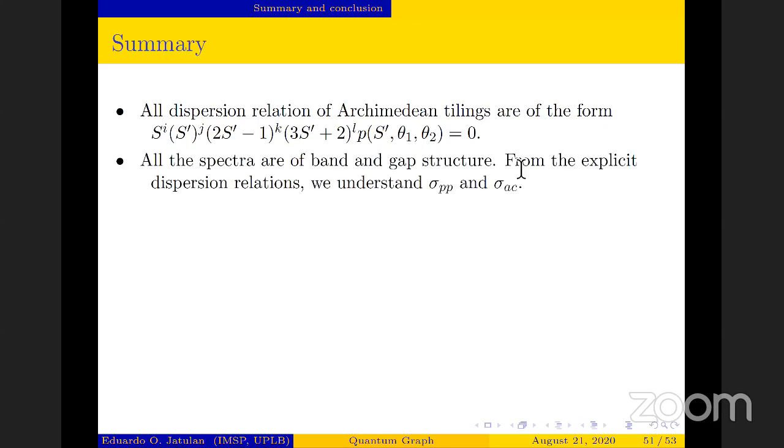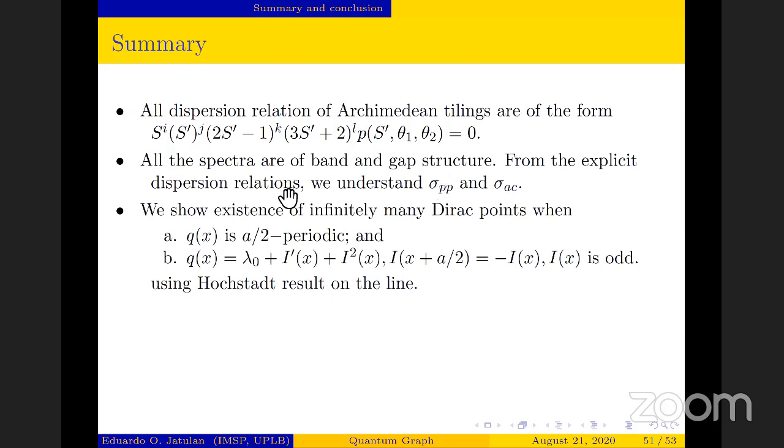Just to summarize, all dispersion relations of Archimedean tilings are of this form. So they are polynomials in S prime. And all spectra are of band and gap structure. From explicit dispersion relations, we can understand our Dirac points and absolutely continuous spectrum. We show the existence of infinitely many Dirac points when our Q is half-periodic and our Q is of this form, using the results on the line.